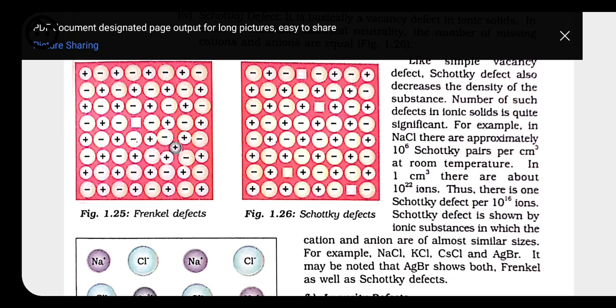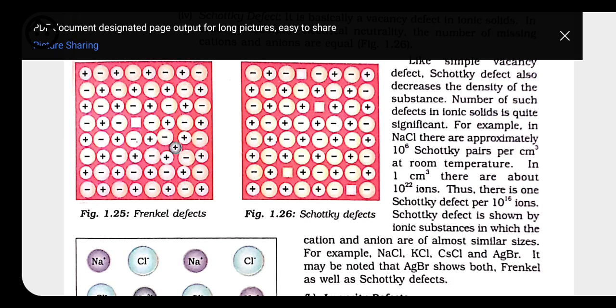Okay, so Frenkel defect is also called a dislocation defect. It doesn't have any effect on the density of the solid. Why? Because here all the positive and negative ions are present inside the crystal only. Though the dislocation of one positive ion takes place and one site is vacant, the displaced positive ion has taken a place inside the crystal only. That's why the density of this type of crystal remains the same.